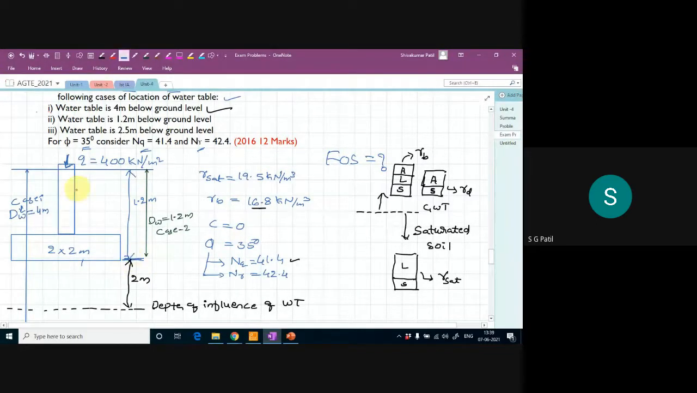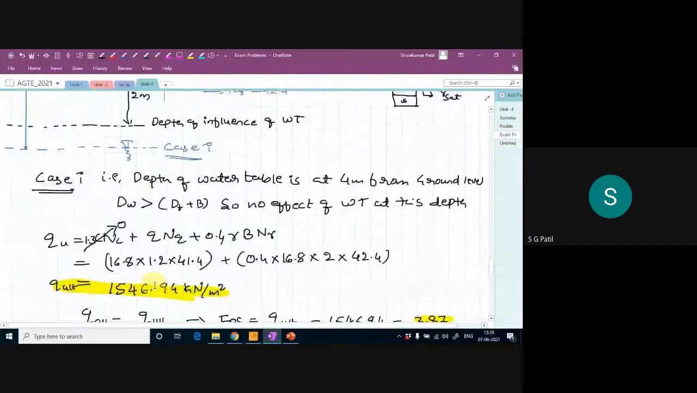That means what happened? Now this much soil, please see my highlighter here. From here to here, the soil is under dry condition. From the foundation level, the soil is under saturated condition, because now the new position of the groundwater table is somewhere here. This is my case number 2 groundwater table. So this much soil is under dry case and this much soil is under saturated case.